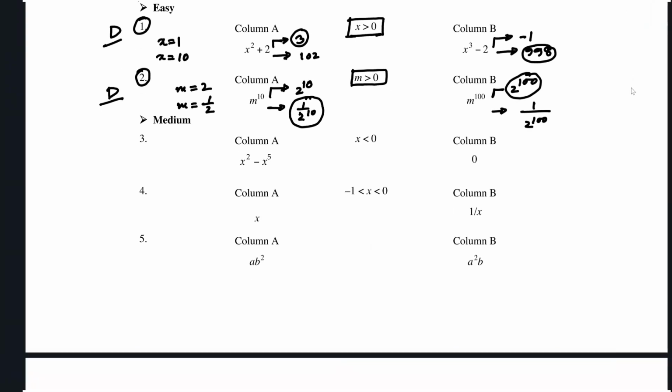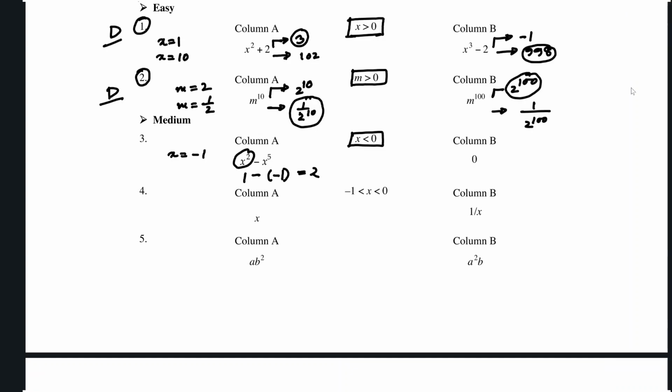Here it says x is less than 0. That means x is a negative number. So the first value, x squared, would give us a positive number. For example, if we assume x equals minus 1, then it will give us 1. And x to the power 5 is an odd power, so it will still have the negative value. So minus x to the power 5 would be minus of minus 1, because minus 1 to the power 5 would be minus 1. So it will give us 2, a positive number.